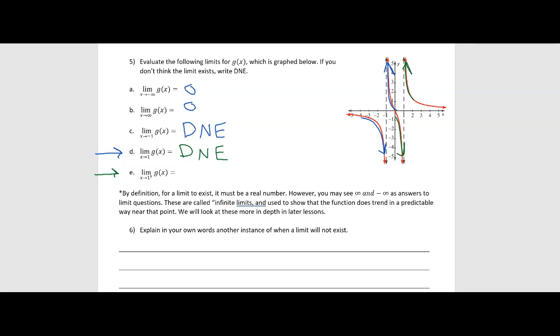So let me erase all this other stuff. So the green arrow now is the function approaching 1 from the positive side. And again, it just looks like it's going straight up, right? We can see that there's an asymptote at 1, and the function is just continually going up. So there's actually two answers you may see to this problem. The first one would be DNE, right? Because the function is not approaching a real number, right? It's constantly going up and up and up. So there's no asymptote there to stop it.